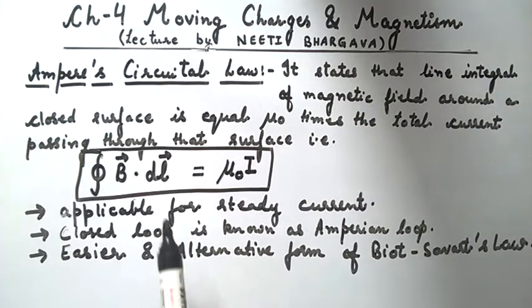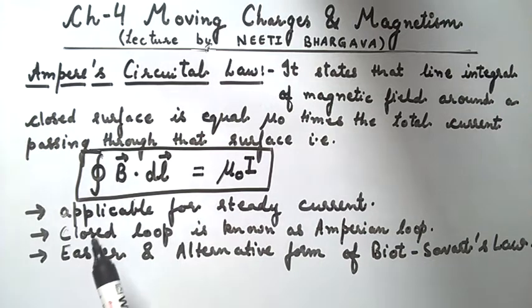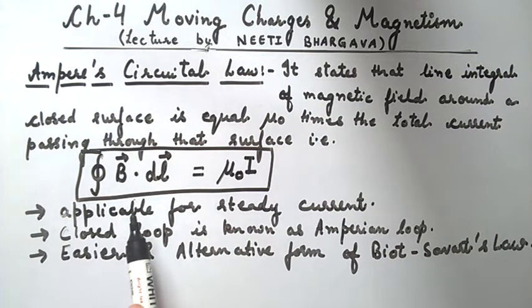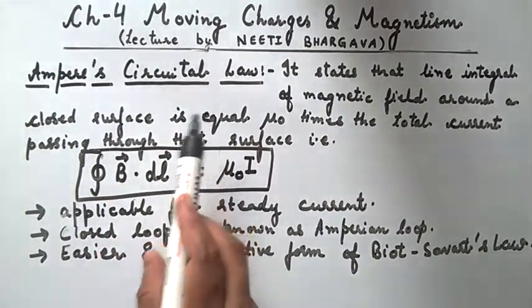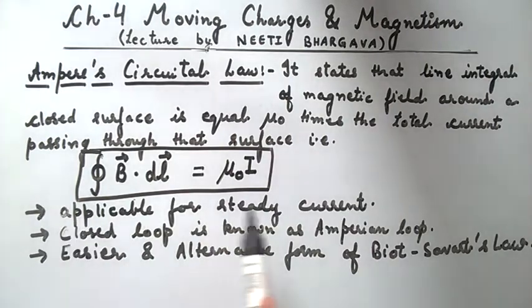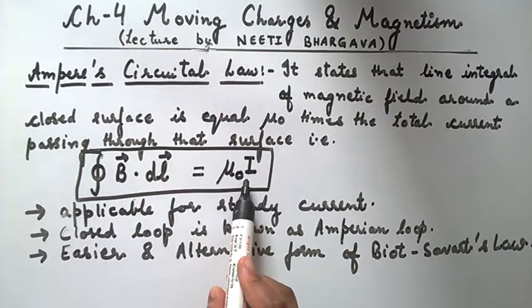And it is similar to that of Gauss law, which we have studied in electrostatics. Gauss law is the alternative form of Coulomb's law, and Gauss law is used to find the value of electric field by uniform charge distribution. Similarly, here Ampere's circuital law is used to calculate the value of magnetic field in uniform current distribution.